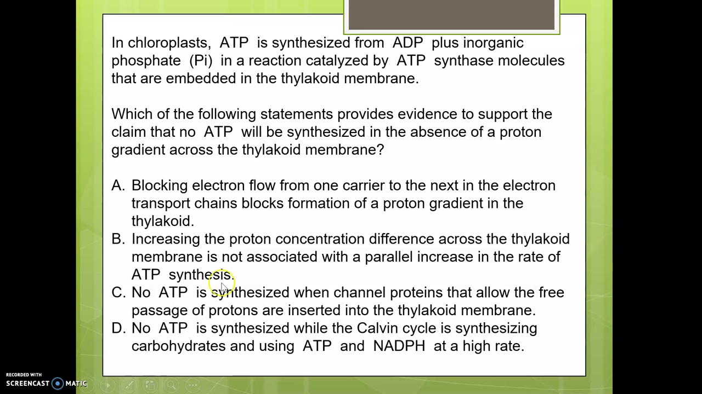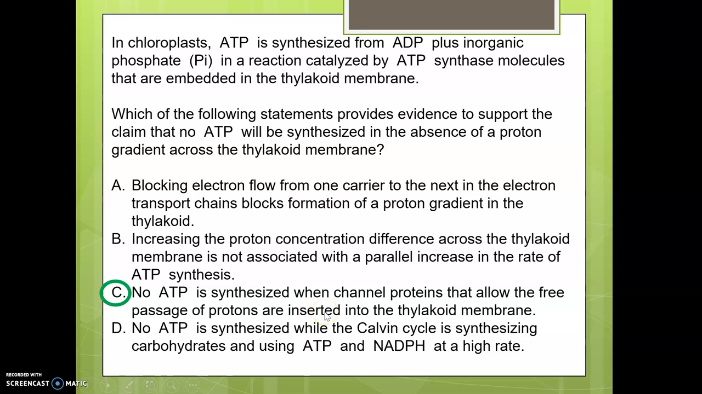So here, they want to know which of the following statements provides evidence to support the claim that no ATP will be synthesized in the absence of a proton gradient across the thylakoid membrane. We just went over that we need to have a proton gradient in order for ATP synthase to function so it can actually create ATP. So we would have to actually block the electron transport chain as a whole. Your answer here is that no ATP is synthesized when channel proteins that allow the free passage of protons are inserted into the thylakoid membrane.